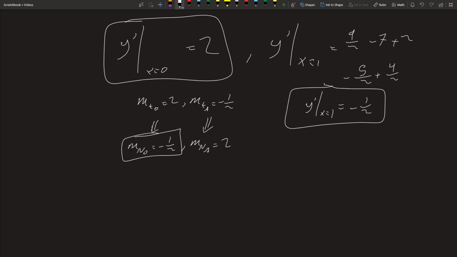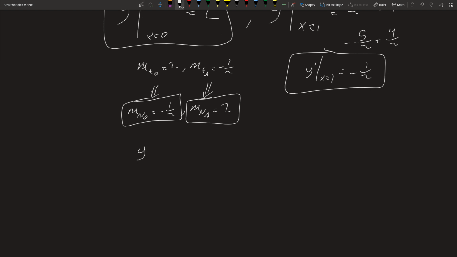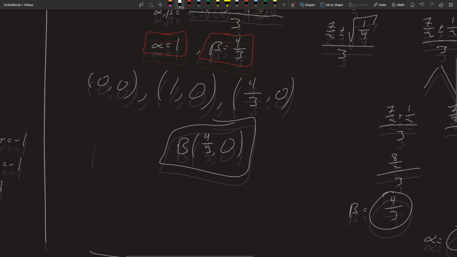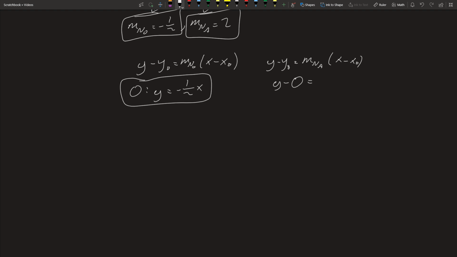Now, using that information and knowing that point O is (0, 0) and A is (1, 0), we can find the equations of the normals. So y minus y0 equals m of the normal at O times x minus x0. For O, the point is (0, 0), so we can simply say that y is equal to negative half x. This is the equation of the normal at O. Now for the normal at A, same thing. y minus y0 equals the slope of the normal at A times x minus x0. y minus 0 is equal to 2 times (x minus 1). So y is equal to 2x minus 2. This is for the normal at A.